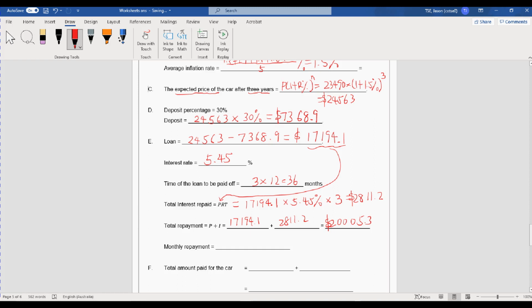So how can we get the monthly repayment? It is the total amount you repay divided by the number of months. So you just use the previous figures and divide by the number of months. How many months? 36. So that's the amount you need to repay: $555.7. Each month you need to repay that amount.